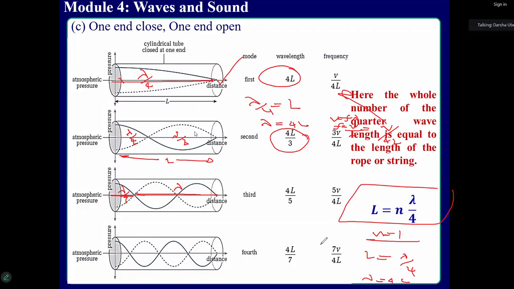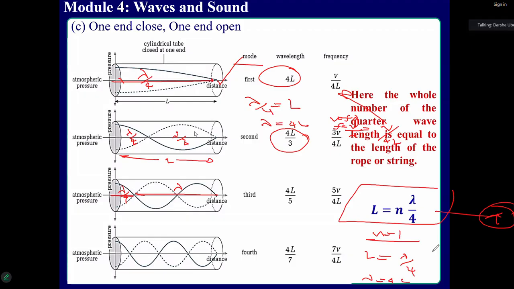Right. So always you can use the common equation to find the lambdas according to the mode. First mode, second mode, third mode, fourth mode. So you can apply n equals 1, n equals 2. Likewise, you can apply and find the lambda.